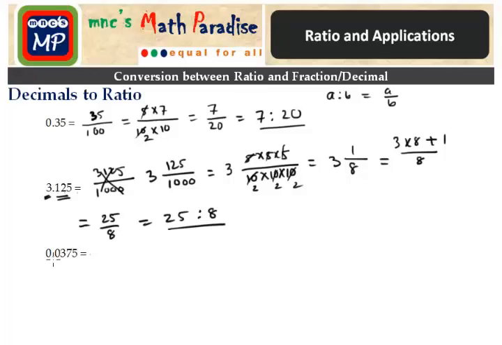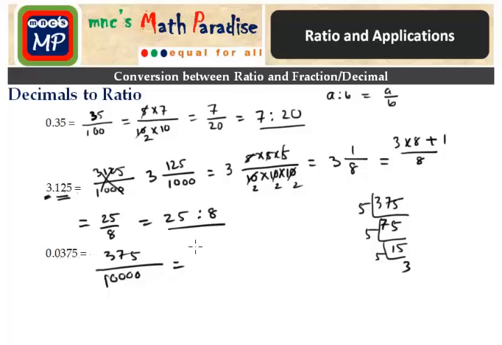Now this one, 0.0375. If we convert it into a fraction, it will be 375 divided by 1 and then 4 zeros, 10000. Let us break this 375 into smaller parts. 5 times 75, 75 is 5 times 15, 15 is 5 times 3. So we can write 375 as 5 times 5 times 5 times 3, and 10000 as 10 times 10 times 10 times 10.